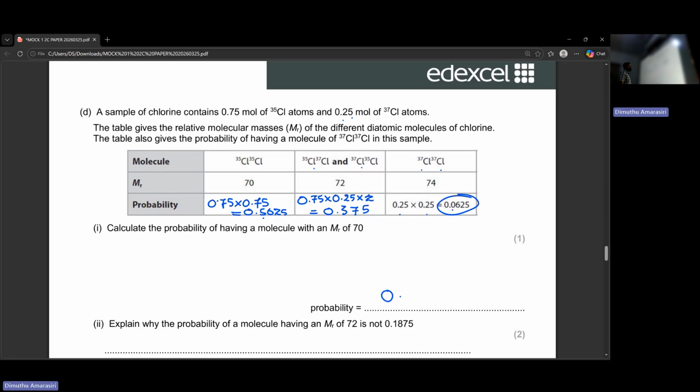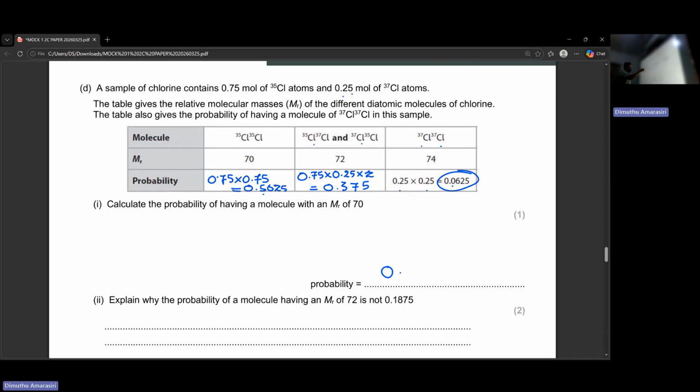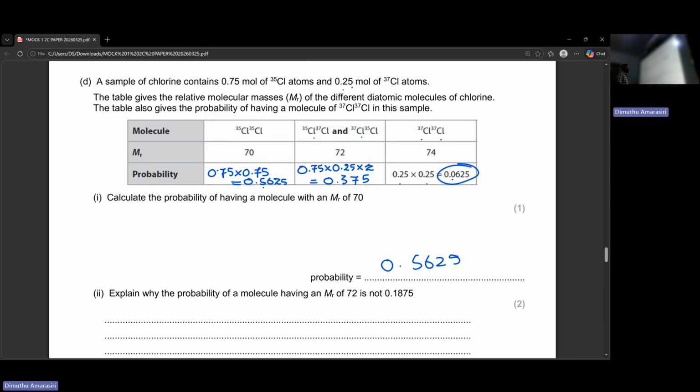So the answer is 0.375, the probability of a molecule with the molecular mass of 72. Let me explain. Because you have two ways of having 72, you have to multiply this by 2 in order to get there. There are two ways of having 35, 37: it can be 35, 37 or 37, 35.